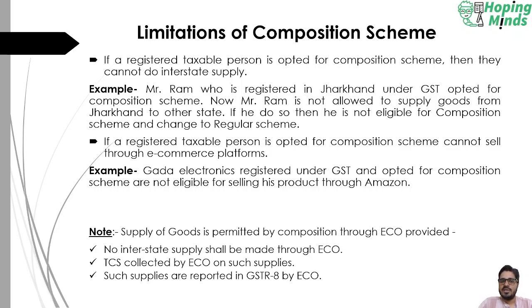The next limitation is, if a registered taxable person has opted for composition scheme, then he cannot sell his goods through e-commerce platforms. For example, Gada Electronics registered under the GST and opted for composition scheme, then he is not eligible to sell his products through Amazon or Flipkart. Though the supply of goods is permitted by composition taxpayers through e-commerce operators, provided interstate supply shall not be allowed, TCS will be collected by the e-commerce operator, and such supplies are reported in GSTR 8 by the e-commerce operators.